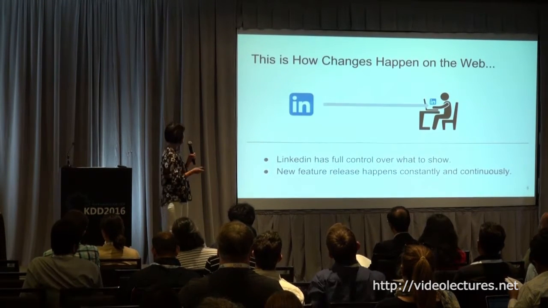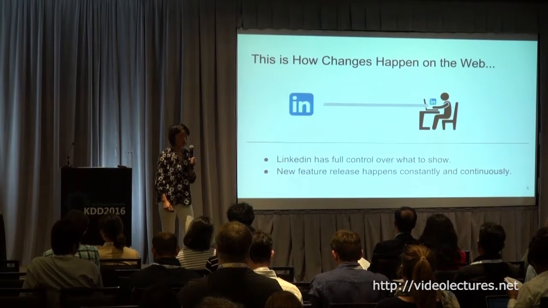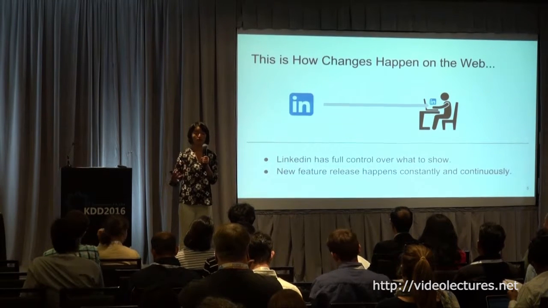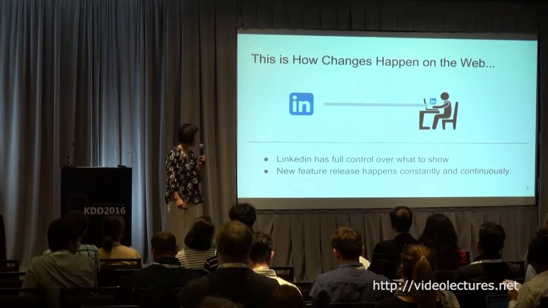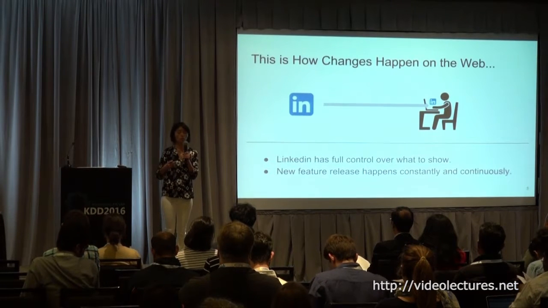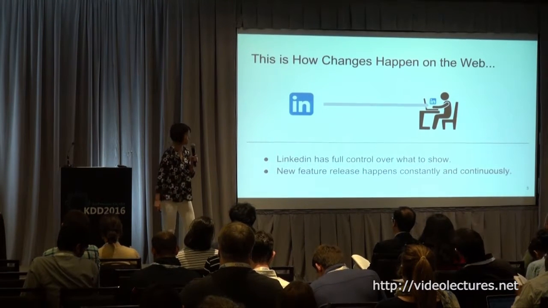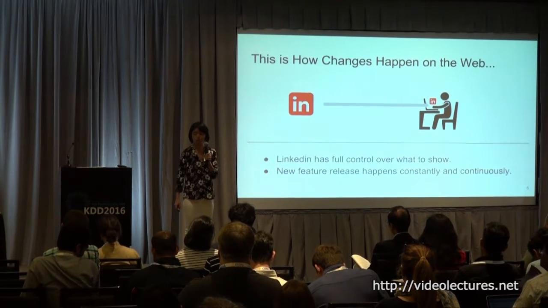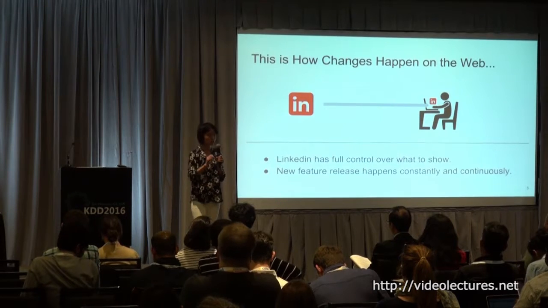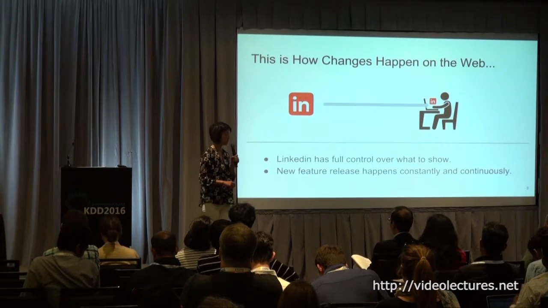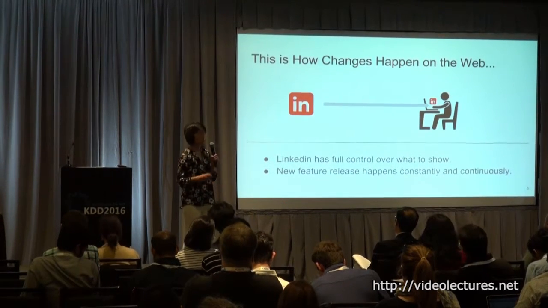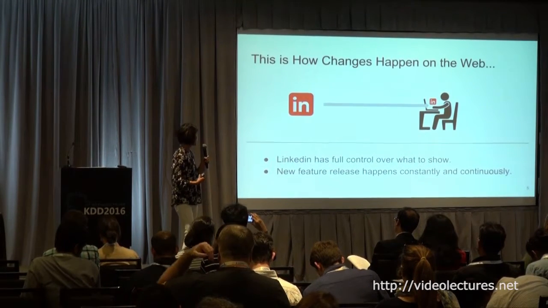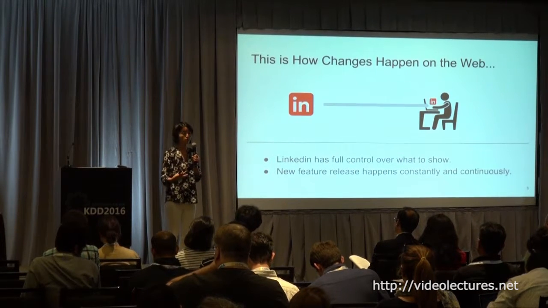If I can use this very simple cartoon to indicate how changes are happening on the web: as LinkedIn, we have full control over who sees what for anything that's on the web. So if I'm going to change the logo of LinkedIn from blue to red, I can flip a switch, and users start to see new things right away. That essentially helps ensure that any new features that we release can happen constantly and continuously.